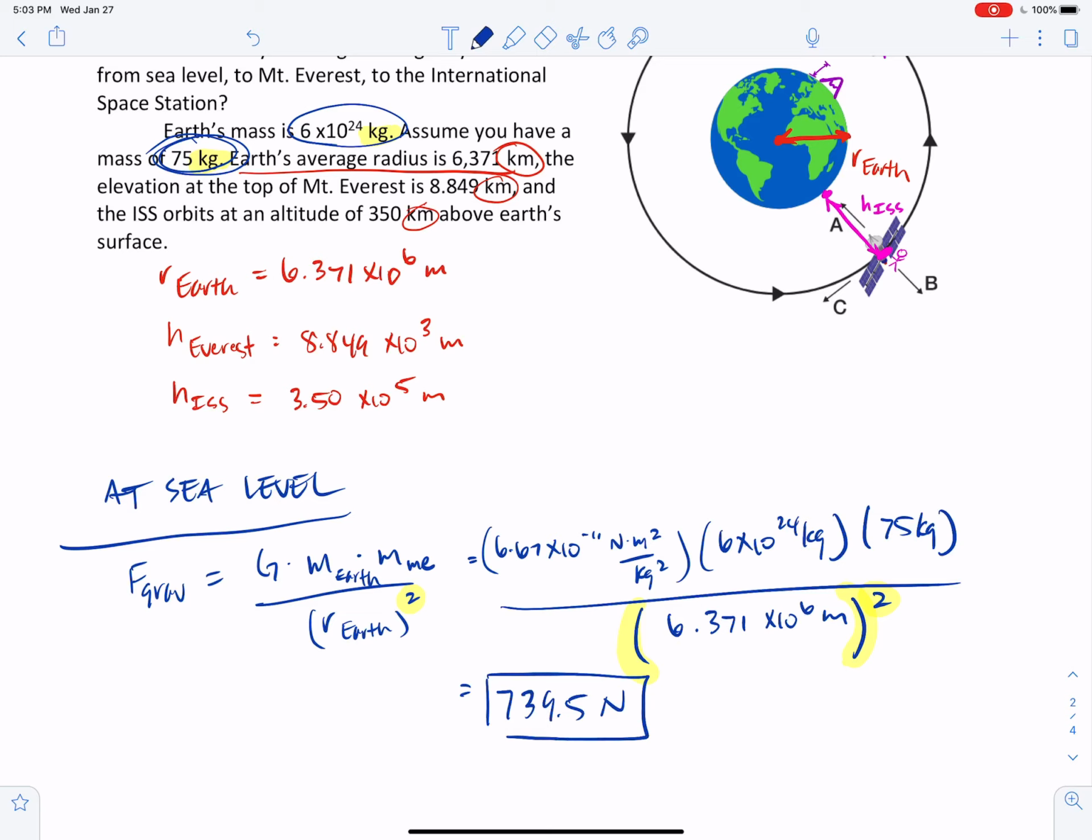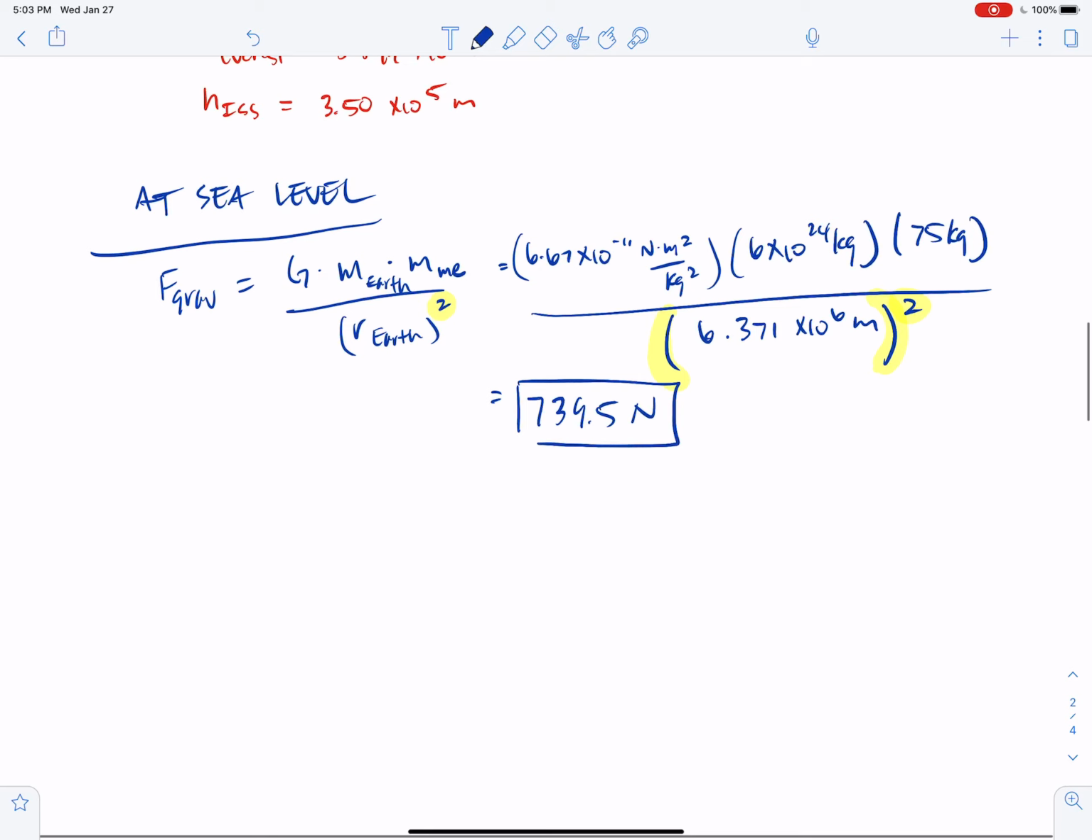But what happens to weight if we go to Everest? And think about it, if the weight does change, is it going to get weaker or stronger? So at the top of Everest, you're now moving farther away from the center of Earth, right? So here we go. Let's rise up on Everest.